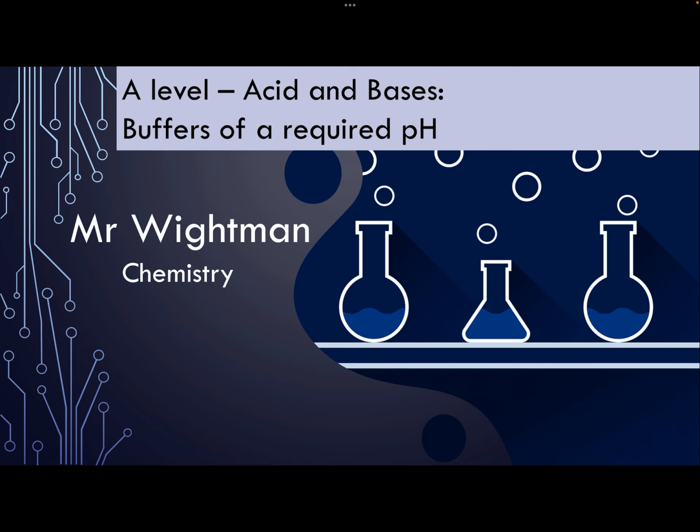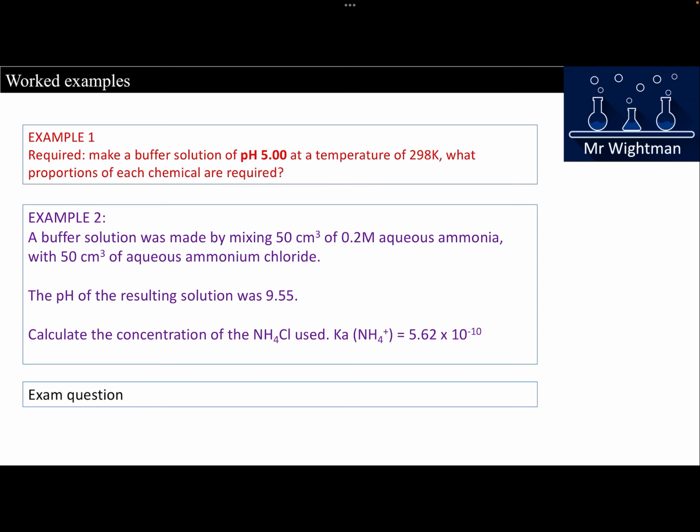Okay, in this session I'm going to go through buffers of a required pH, which is part of the A-level course. These are the examples that I'll go through. So example 1 and example 2, and then you have an exam question at the end. So make a buffer solution of pH 5, or make a buffer solution with a pH of 9.55. Both are very similar. One involves having ethanoic acid and the other involves having ammonia.